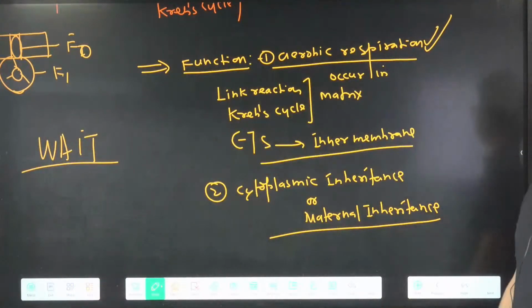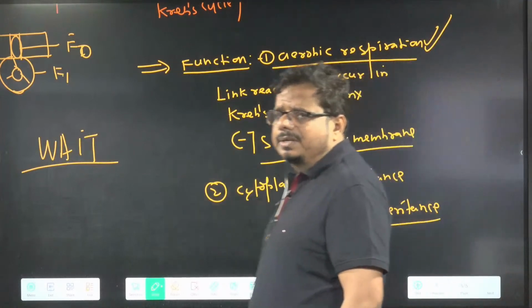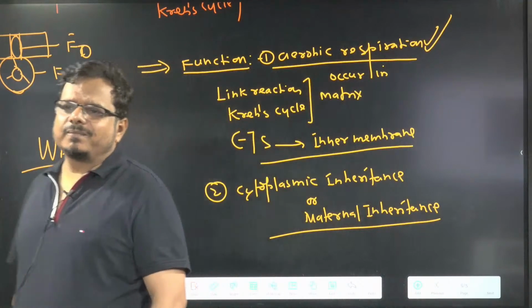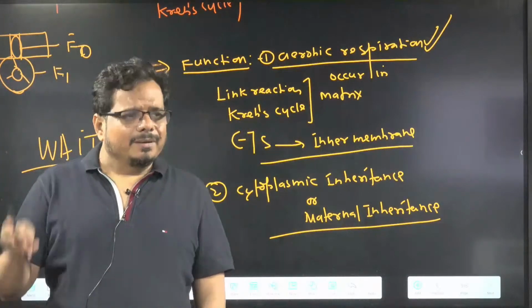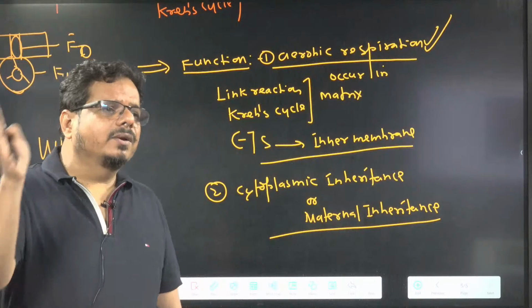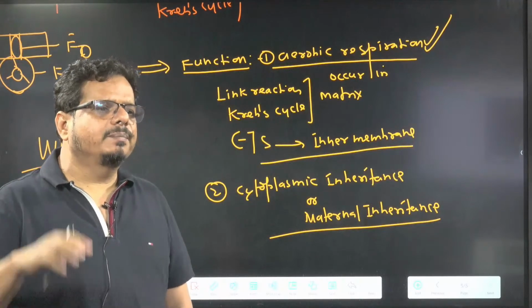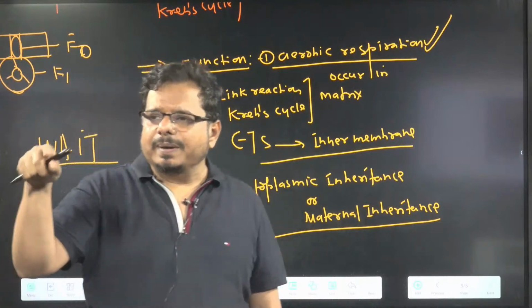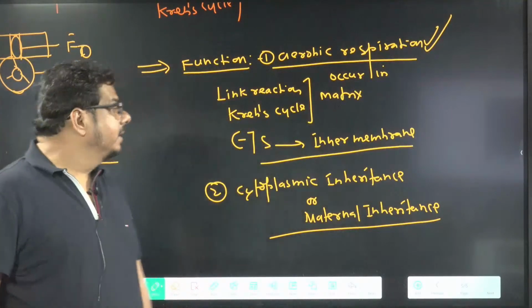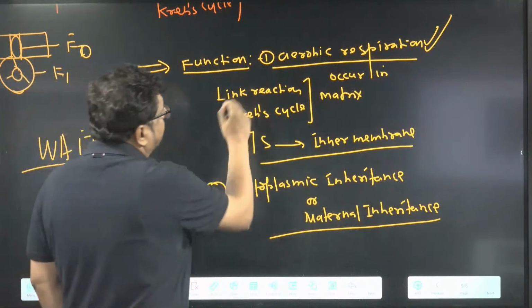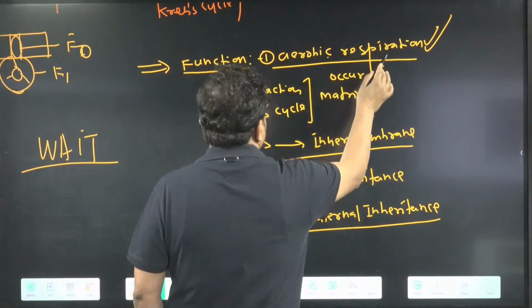If we talk about the function of mitochondria, it is aerobic respiration. If mitochondria is not present in a eukaryotic cell, aerobic respiration does not occur. But in a prokaryotic cell, even without mitochondria, aerobic respiration may occur because the mesosome does the work of mitochondria. Got the idea?